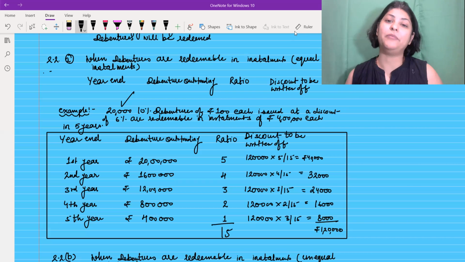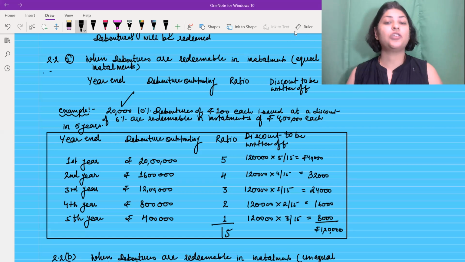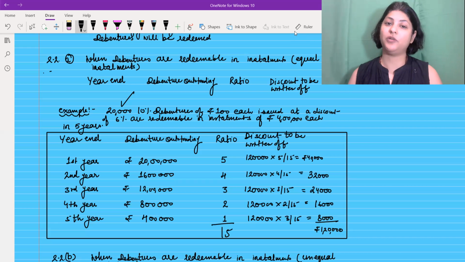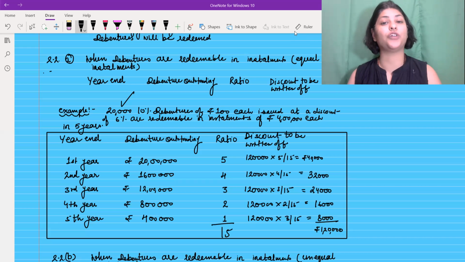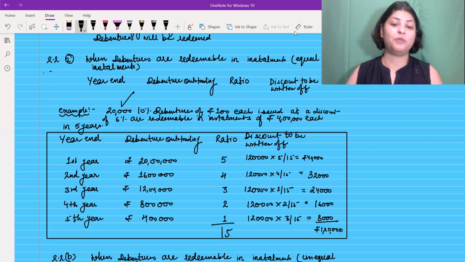So this table you will have to make in working note. Based on this table itself, the question can be asked. And in fact, in ISC specimen question paper, there is a question based on this concept. So you have to make this table compulsorily in your working note. And if the main question is asking only about how to write off the discount on issue of debenture in case of equal installment, you have to show it as the main part of your answer. So this table has to be practiced.